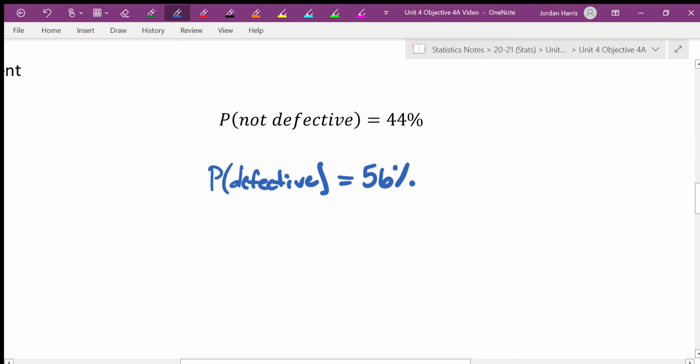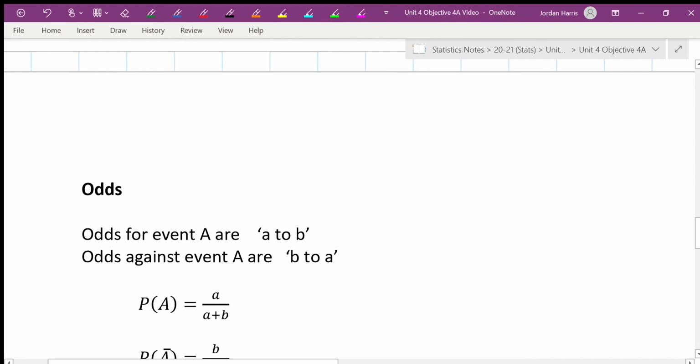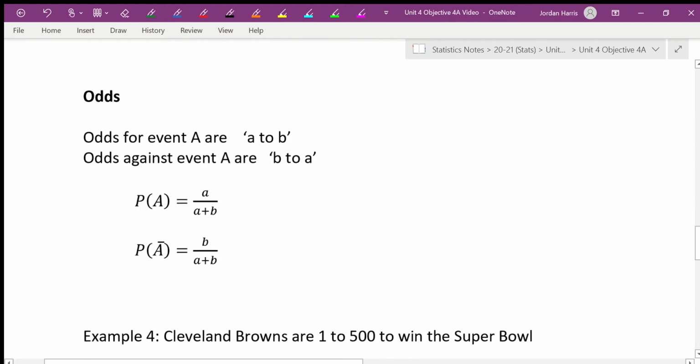Notice sometimes you're dealing with fractions, sometimes with decimals, sometimes with percentages. Okay, and so we have the opposite. The complement of defective is not defective, and the complement of not defective is defective, just the opposite. Okay? So it's very simple there, but that is complements.